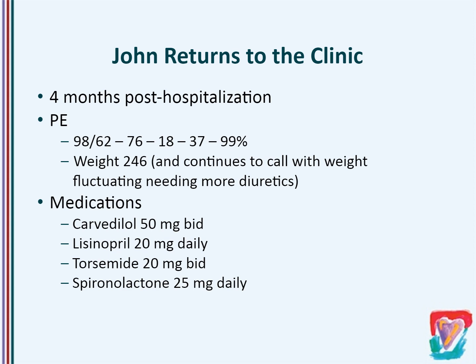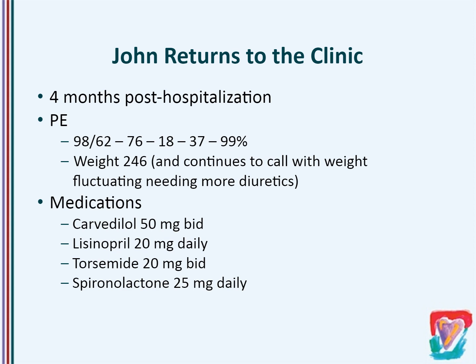Back to John. He's now been out of the hospital for 4 months. He's here for his follow-up visit. His physical examination shows that his blood pressure is 98/62. His heart rate's now 76. His oxygen saturation is normal. His weight is 246, and he continues to call regularly with fluctuating weights and occasionally needing more diuretics. And if you'll recall, at discharge, his dry weight was 238 pounds.